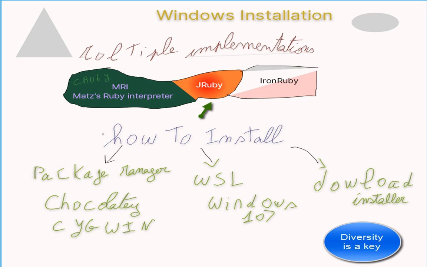You also have Ruby being implemented using the Java Virtual Machine. This is called JRuby. IronRuby is Ruby implemented using the .NET framework. So at this stage, the question is how to install Ruby. Well, since this is a Windows installation, there are multiple ways to proceed.